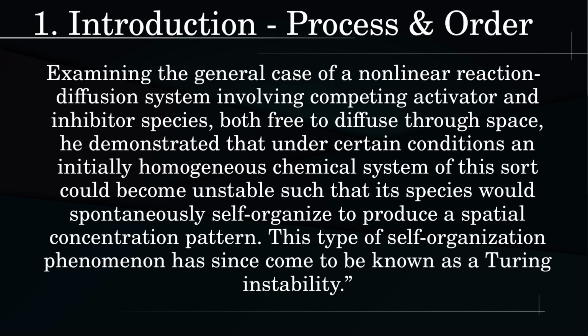Examining the general case of a nonlinear reaction-diffusion system involving competing activator and inhibitor species, both free to diffuse through space, he demonstrated that under certain conditions, an initially homogeneous chemical system of this sort could become unstable, such that its species would spontaneously self-organize to produce a spatial concentration pattern. This type of self-organization phenomena has since become known as Turing instability.